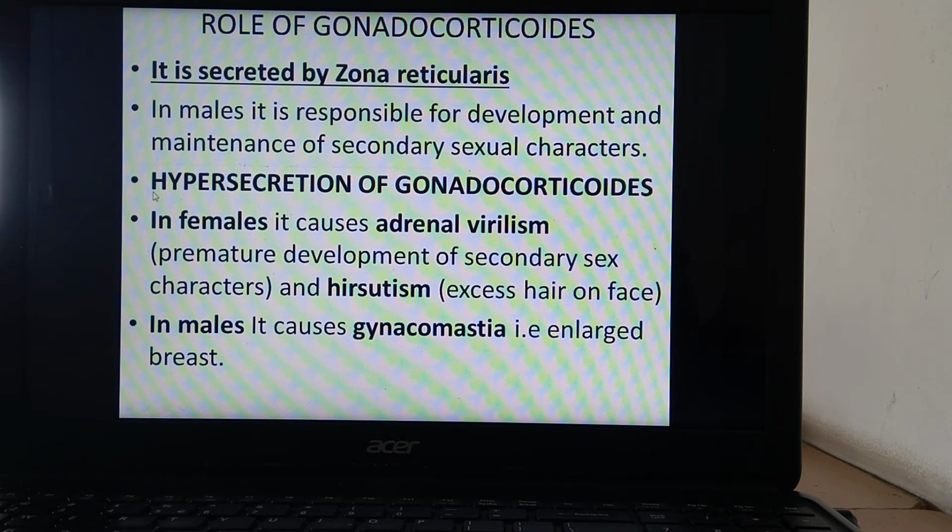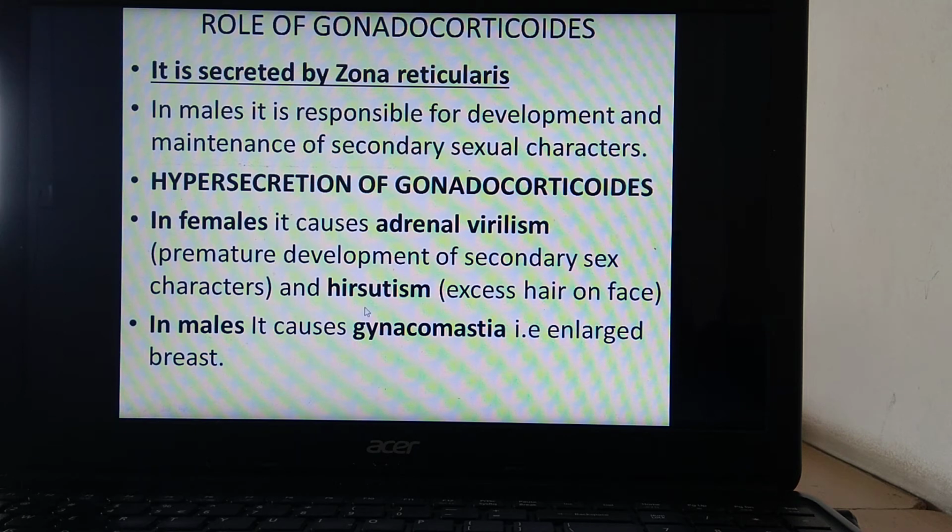Then when there is a hypersecretion of gonadocorticoid. What's the meaning of hypersecretion? Hypersecretion means more secretion of gonadocorticoids. It shows some changes in case of females as well as in case of males. What are the changes taking place in females? In females, it causes adrenal virilism. What is the meaning of this virilism? It is premature development of secondary sexual characters.